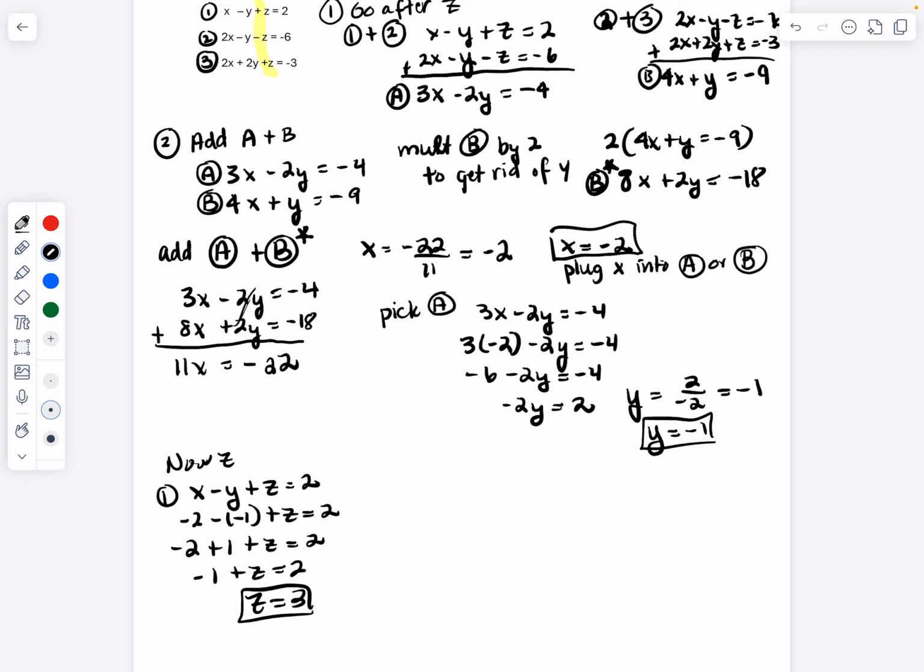So I have 3 values I need to write down. And I need to write them as x, y, z. X is negative 2, y is negative 1, and z is 3. And that is my answer for this one.